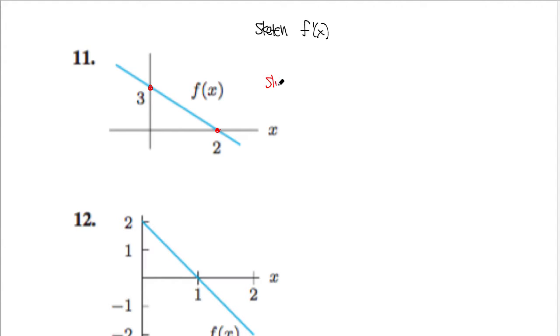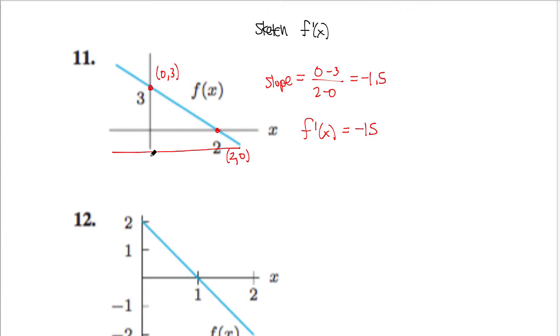So in fact, this one we can calculate because we know that you end up at 2, 0, versus 0, 3. And so my slope is going to be 0 minus 3 over 2 minus 0, or just negative 1.5. So since the slope is constant, that means my f prime of x is constant. So really, f prime of x is just equal to negative 1.5. So if I were to graph this, that would just be a line that is horizontal at negative 1.5. So this is my f prime of x.